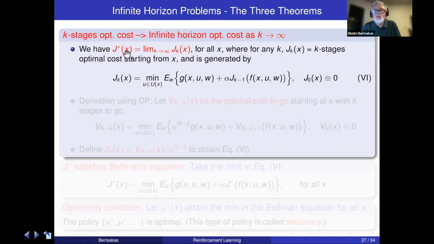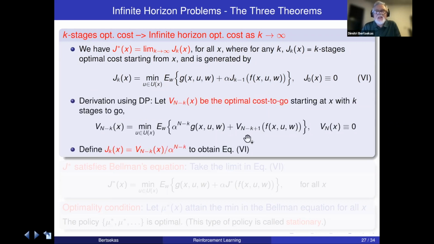Mathematically, J star of x is the limit of J k of x, where J k of x is the k stages optimal cost starting from x, which is generated by this recursion. The 0 stages optimal cost is 0, going to 1 stage, 2 stages, and so on. There's a sequence of costs involved here. And this is really the dynamic programming algorithm for finite horizon problems in disguise.